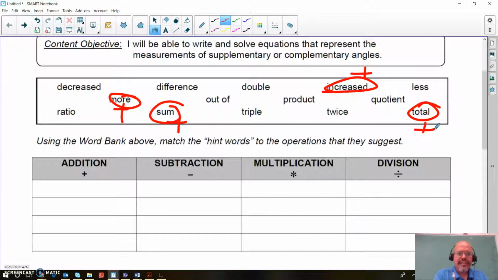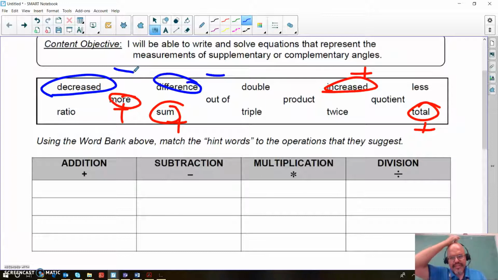So subtraction, so we're going to subtract right here. So subtraction words, difference, that's a minus. Let's see, quotient, no, double, triple, decrease, that's a minus. Ratio, that's a fraction. So let's see, triple, double, less. So that's another minus word.